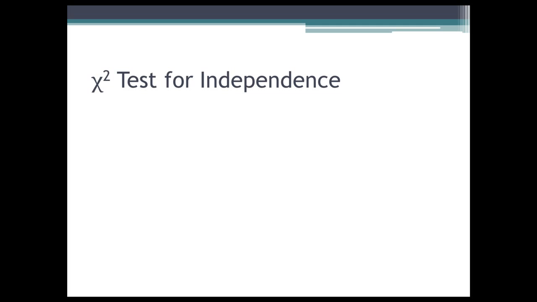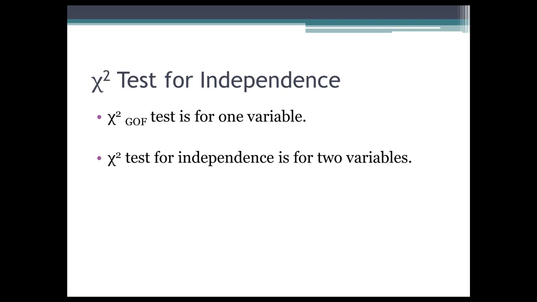Chi-square test for independence. Now this is a little bit different than the chi-square test for goodness of fit, because goodness of fit is where you just have one variable with a number of columns, a number of levels to it. Chi-square test for independence is when you're comparing two variables or more, but we won't get into more than two. We'll just talk about two today. So the chi-square test for goodness of fit is for one variable, and the chi-square test for independence is for two variables.